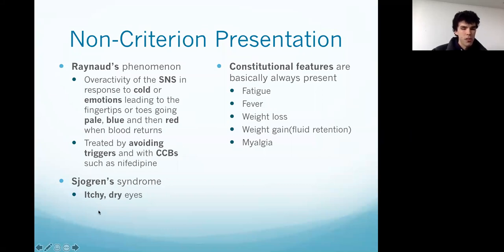Sjögren's syndrome is really just here as something to know the name of. Basically someone who has got itchy, dry eyes. They're not red and inflamed, they're just dry and itchy. And it's associated with lupus. Think about Sjögren's syndrome. The constitutional features, again, non-specific, but almost always present. Fatigue, fever, weight loss, myalgia. The weight gain can be from fluid retention secondary to something like a nephritic syndrome.